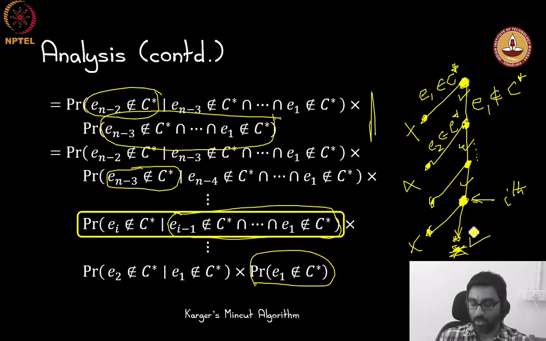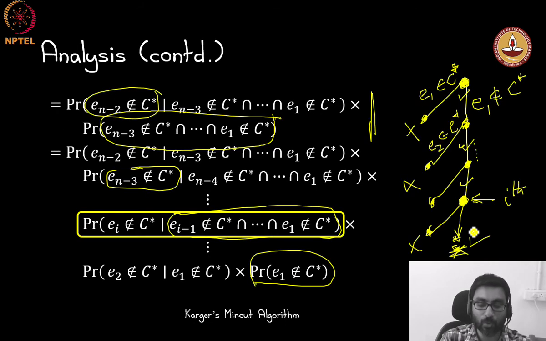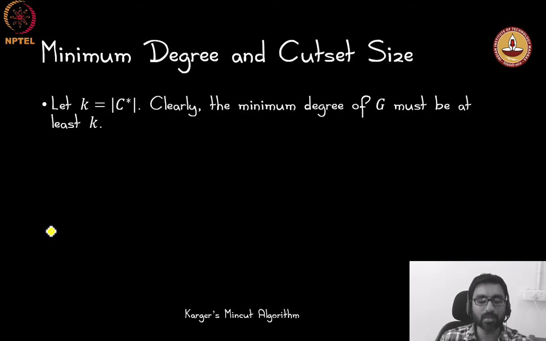Okay, so now that we can come back to the formalism here, let's look at this. Let's look at each of these conditional probabilities, right? So in particular, we are going to focus on this one conditional probability, right? So let's get the right expression for that particular probability. Let's denote the size of the min cut as k.